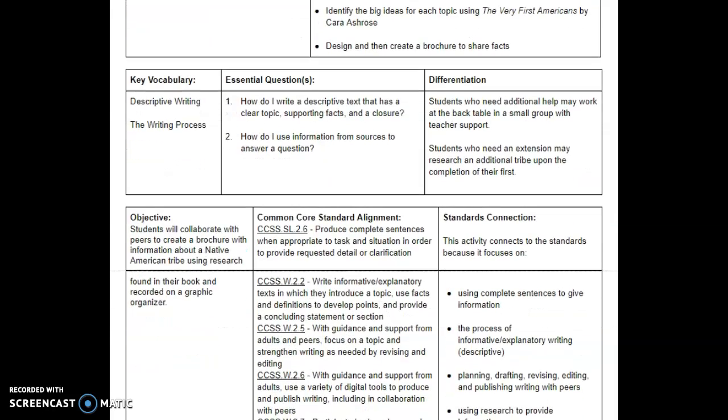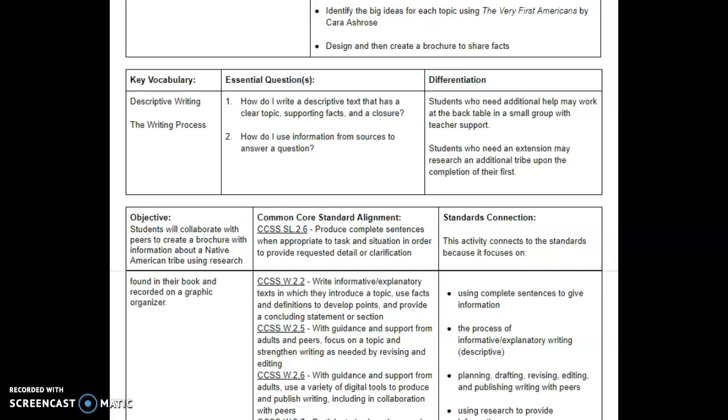Some of the key vocabulary that students will be learning is the definition of descriptive writing, and then also we will go into the writing process. 2 essential questions will be asked during this time. How do I write a descriptive text that has a clear topic, supporting facts, and a closure? And how do I use information from sources to answer a question?